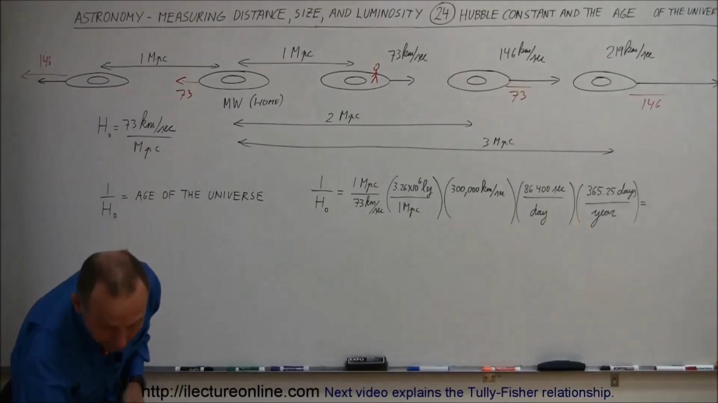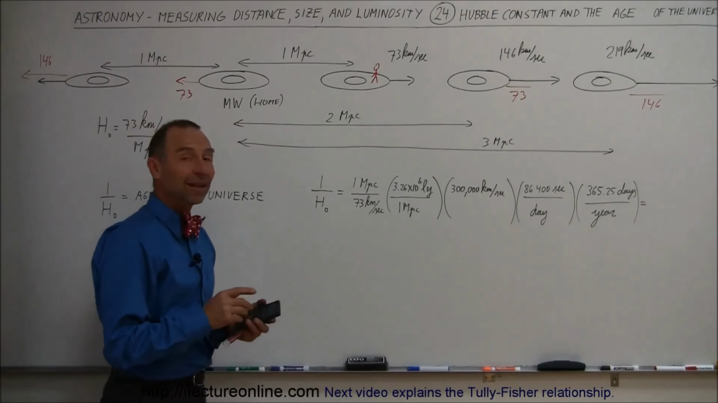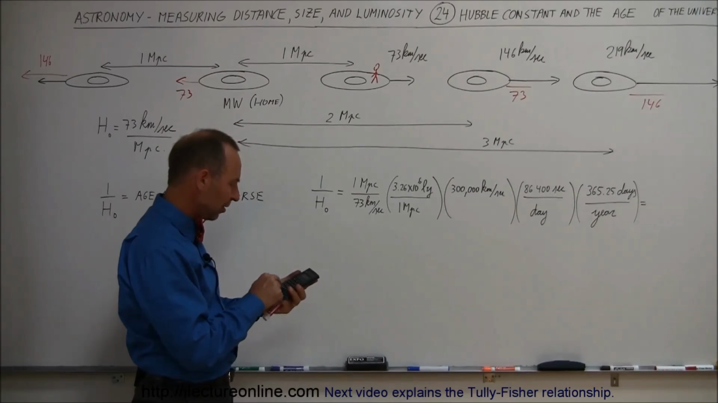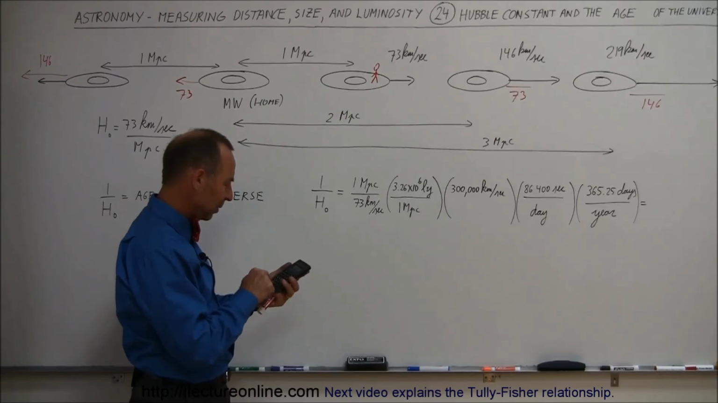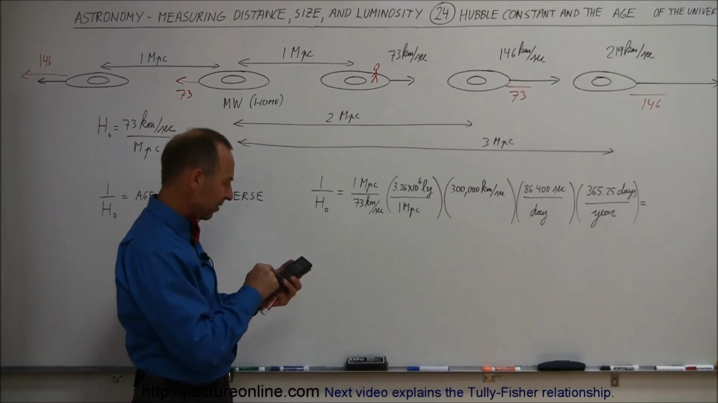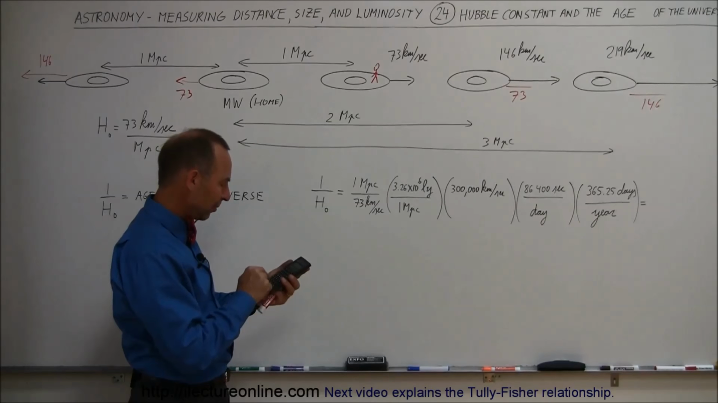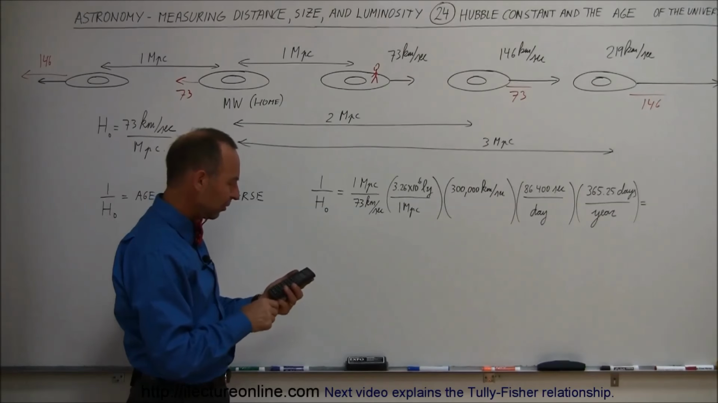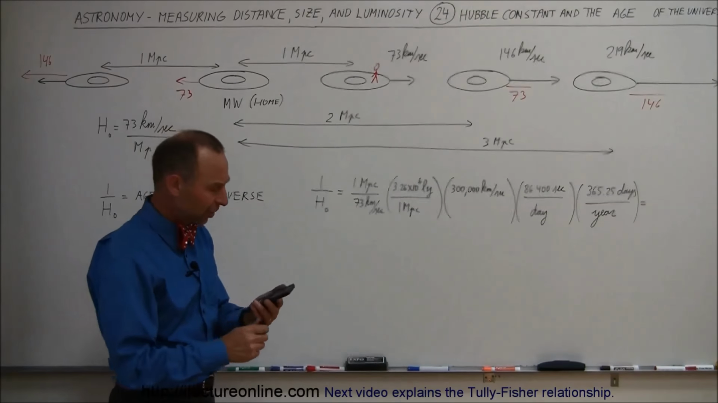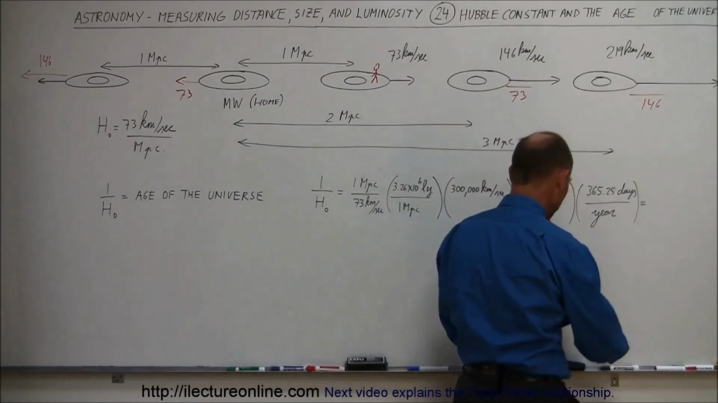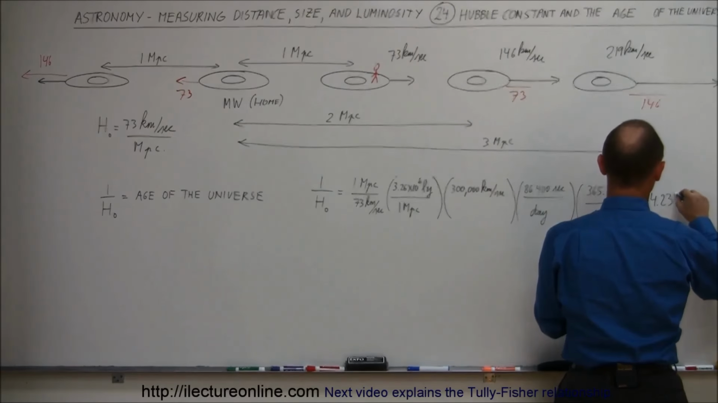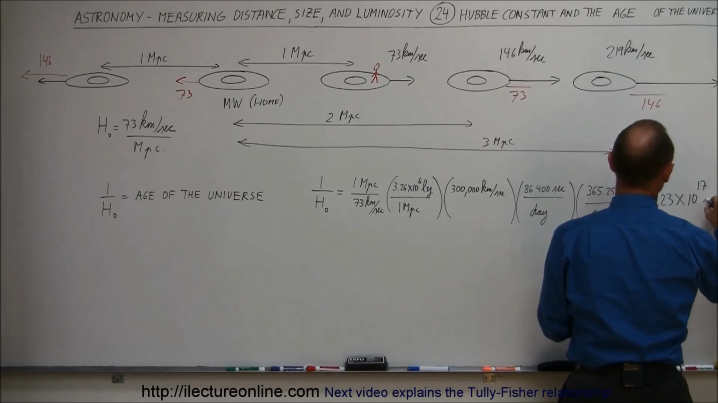Now with a calculator, we should be able to figure out how many seconds that is. So that would then be the age of the universe. So 3.26 e to the 6th divided by 73 times 300,000 times 86,400 times 365.25 equals, and we get the age of the universe, according to the Hubble constant, is 4.23 times 10 to the 17th seconds.